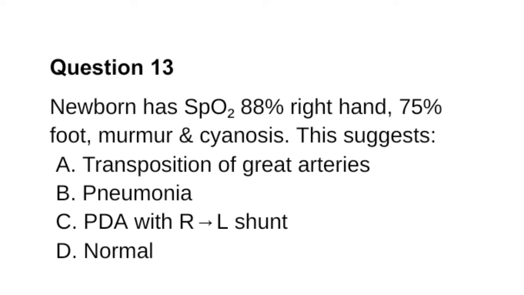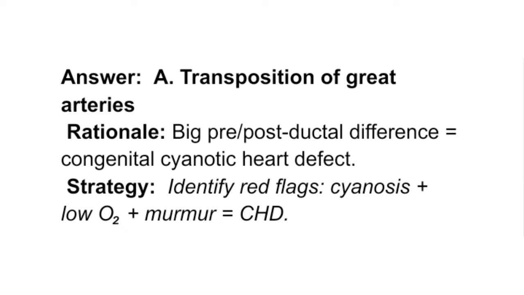Question 13. Newborn has SpO2 88% right hand, 75% foot, murmur and cyanosis. This suggests: A. Transposition of great arteries. B. Pneumonia. C. PDA with RL shunt. D. Normal. Answer: A. Transposition of great arteries. Rationale: big pre/post-ductal difference equals congenital cyanotic heart defect. Strategy: identify red flags, cyanosis plus low O2 plus murmur equals CHD.